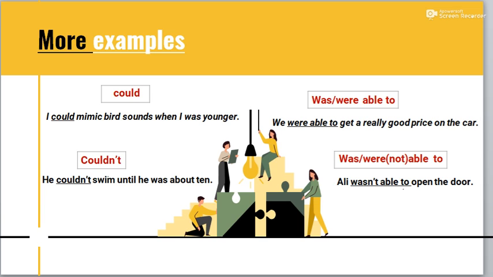These are some more examples. I could mimic bird sounds when I was younger. He couldn't swim until he was about 10. We were able to get a really good price on the car. Ali wasn't able to open the door.